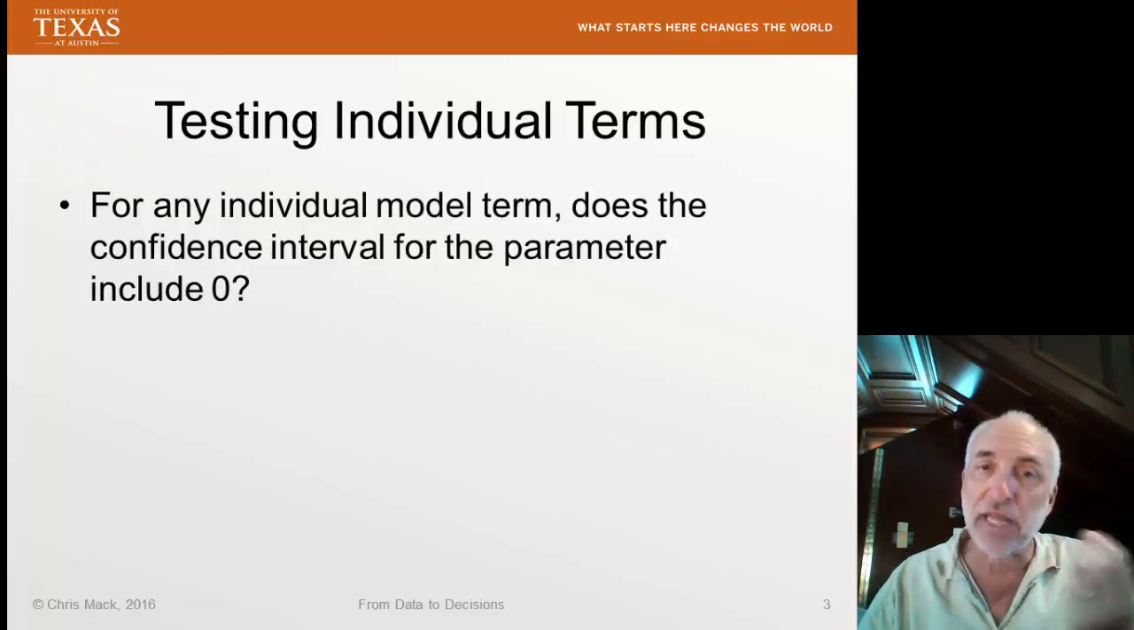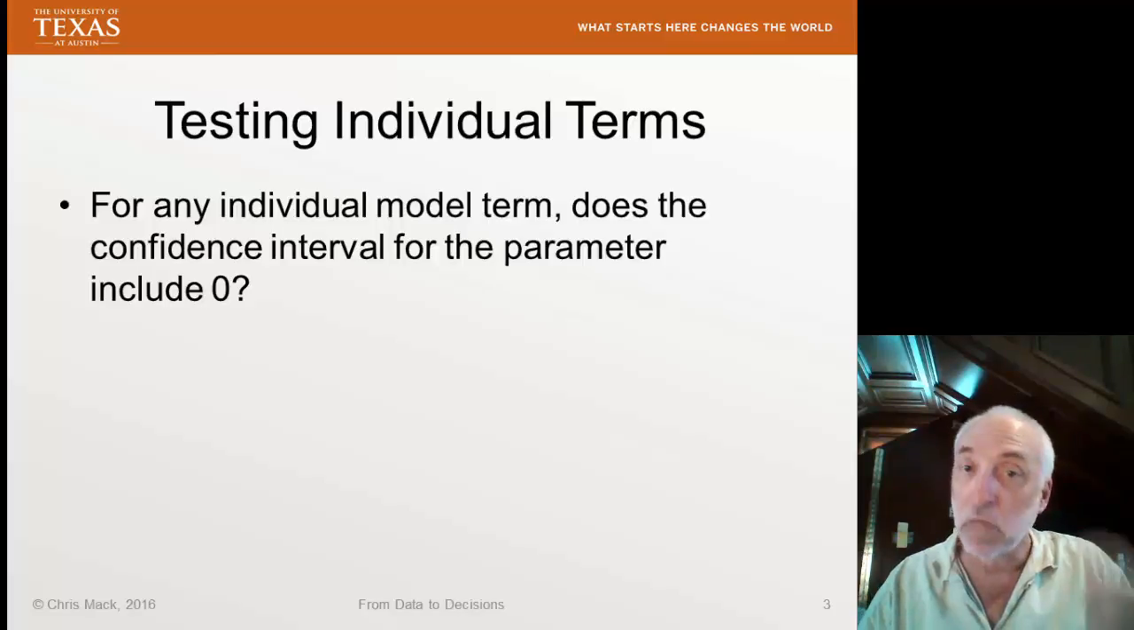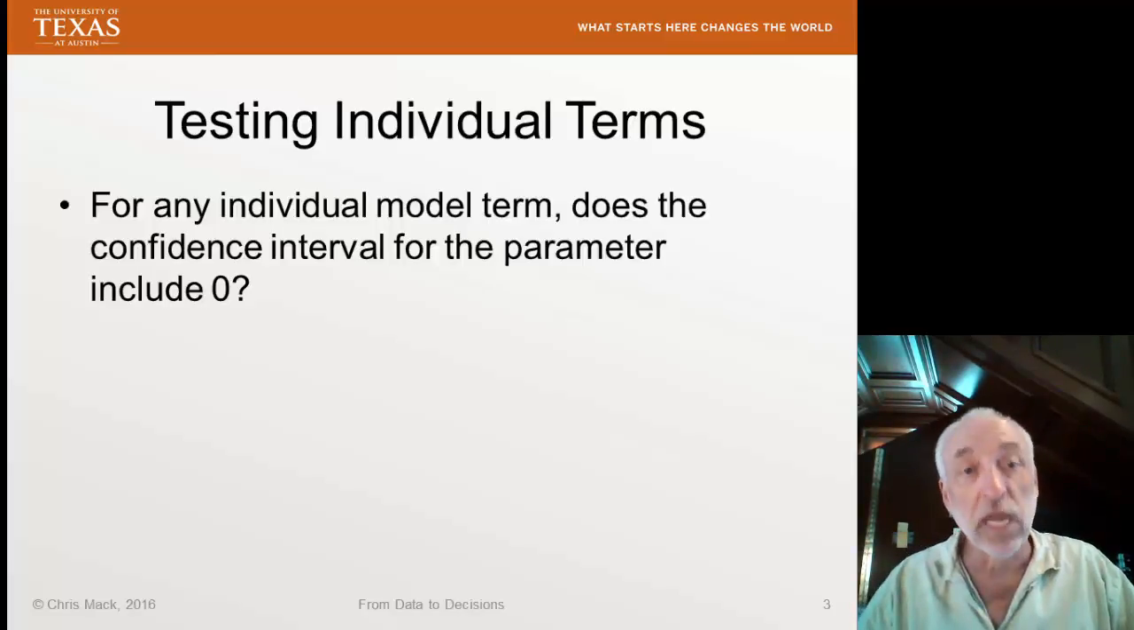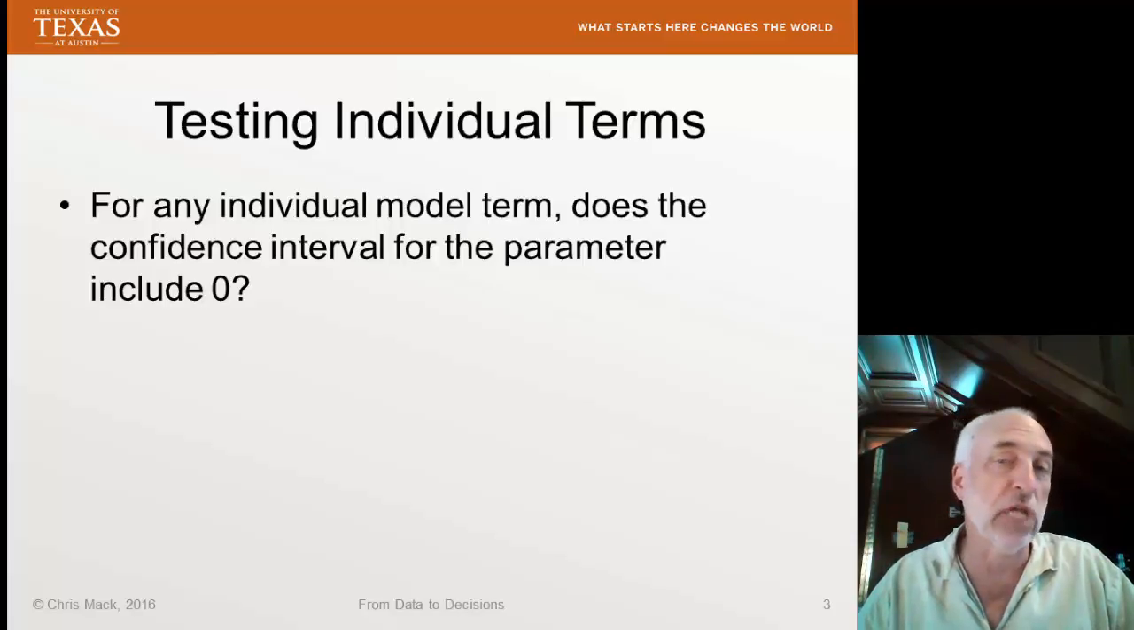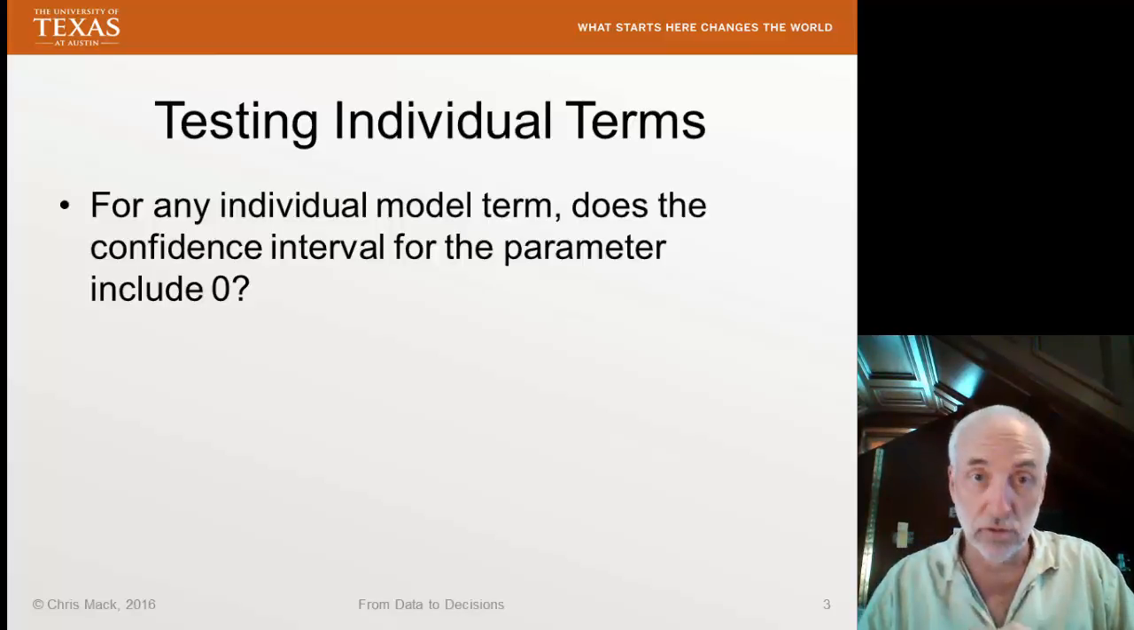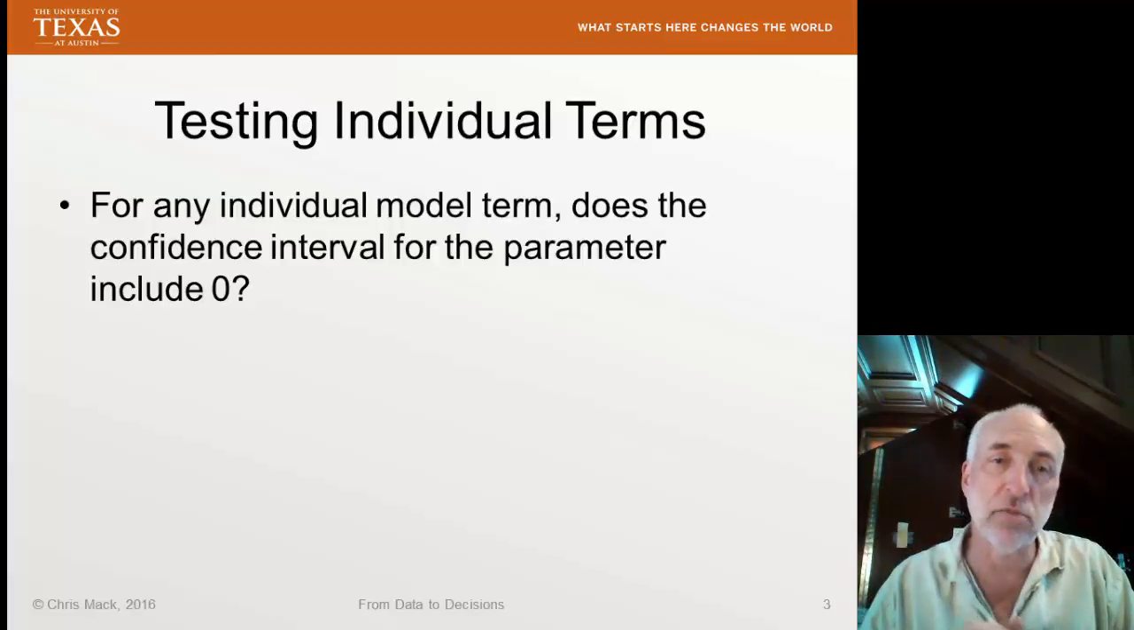Well, one way of answering that question is to look at the coefficient and the confidence intervals about that coefficient, and ask, do those confidence intervals include 0? If they do, then there's a chance that the true value of that coefficient, in fact, is 0, and the reason it's not 0 in my model is just because of random chance.